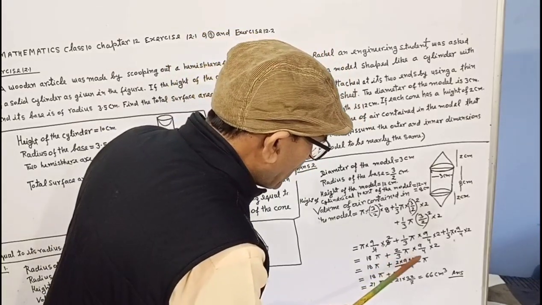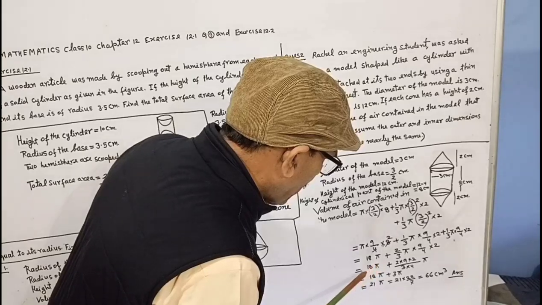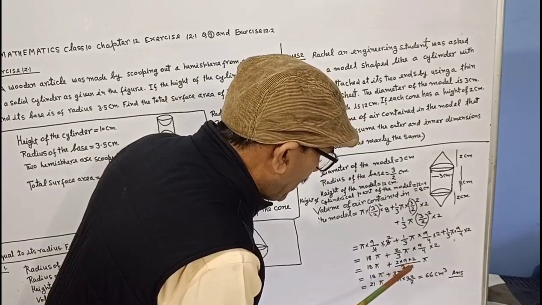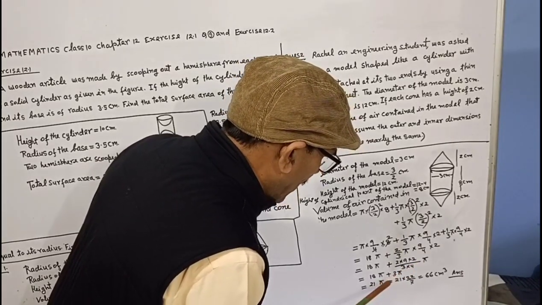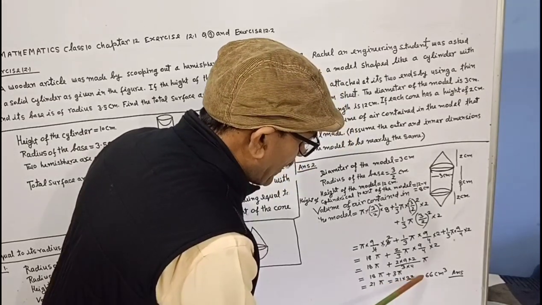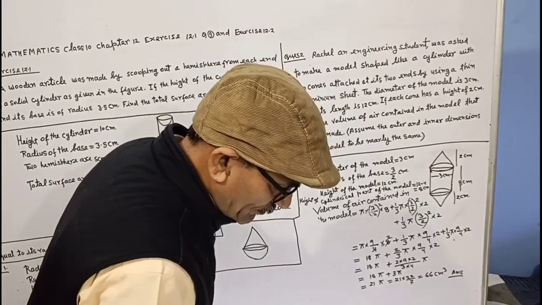plus 2 by 3 pi into 9 by 4 into 2 equal to 18 pi plus 2 into 9 into 2 by 3 into 4 pi equal to 18 pi plus 3 pi is equal to 21 pi, that is 21 into 22 by 7, that is 66 centimeter cube. That is the answer. That's all.